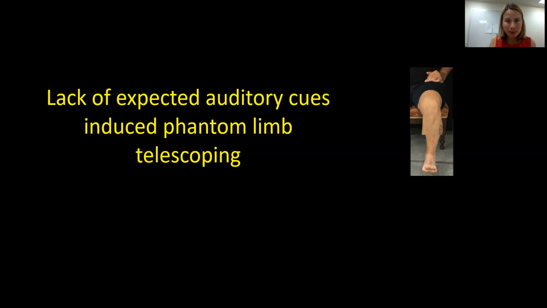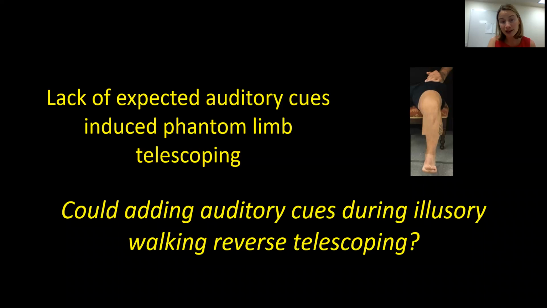Because you would expect to hear something and feel something when you're touching the ground, when that's not present, to make sense of it, your brain, in this case, shifts the perception of your body itself, the phantom limb. But this could be relevant because when people have telescoped limbs, it can be detrimental to treatment. They don't respond as well. So maybe we could start to add auditory cues during things like illusory walking to reverse telescoping and potentially help improve treatment outcomes in people?